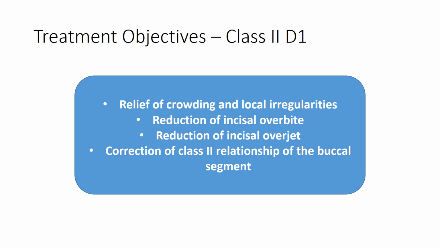Now, what are the treatment objectives in a class 2 division 1 malocclusion? One, we want to relieve the crowding and correct local irregularities. We want to reduce the incisal overbite and also the incisal overjet, and we want to correct the class 2 relationship of the buccal segment.